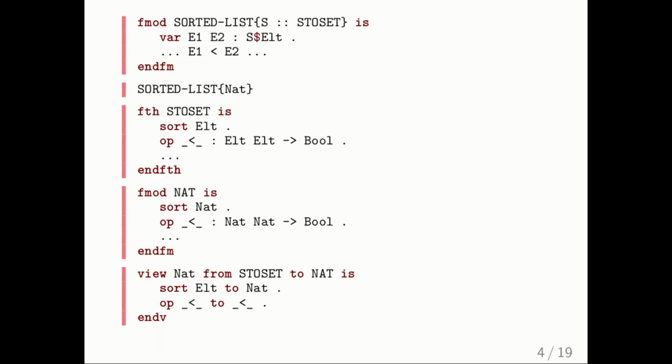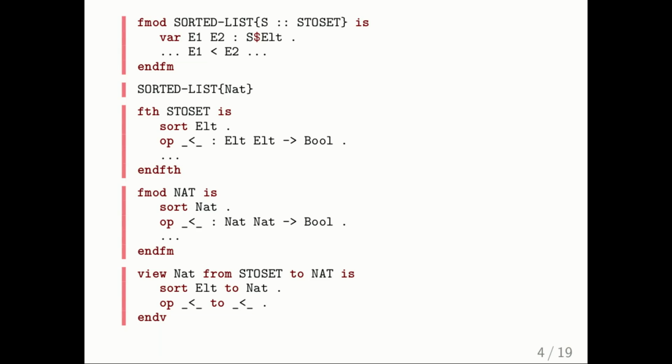A view is the means by which we assert that a module satisfies the requirements of a theory. I've called this view Nat. It contains mappings of names. It says that the sort that the theory requires with the name ELT is the one that is called Nat in the implementation, and the less than relation is called the same in this case. In the body of the parameterized module, we can use the sort ELT from the theory qualified with the name S that I have chosen for the formal parameter, and also the less than relation from the theory as well.